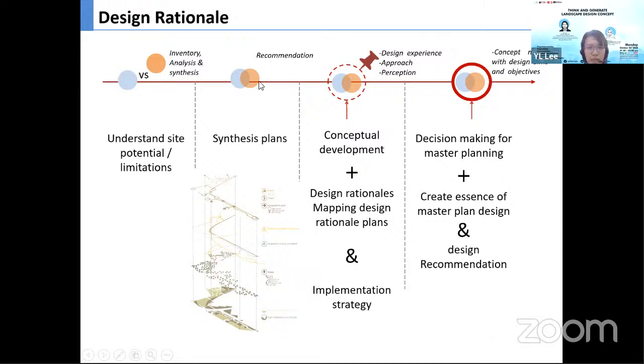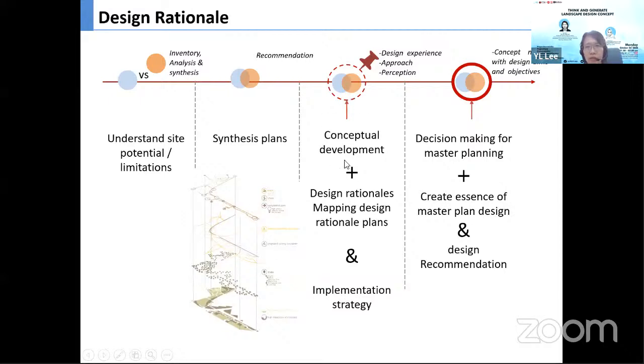Let's go through the process again. When you start with your inventory, you have to decide your site. What are the potentials? What are the constraints? What are the limits? Then you start to think about the suggestion. If your site is lacking, you will suggest something. If your site has potential, you will look at how to strengthen it in your project. So you write a lot of recommendations in your synthesis plan, where you show layerings.